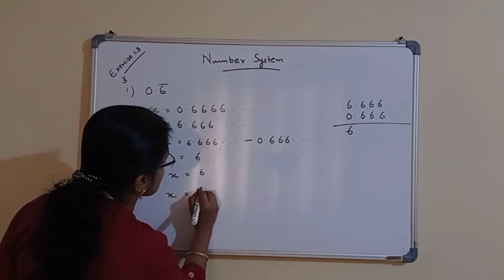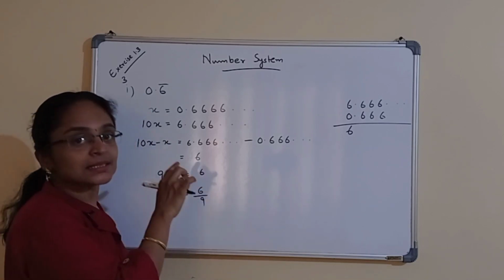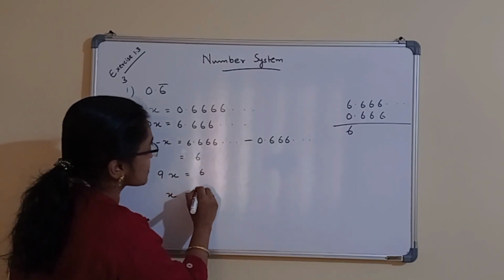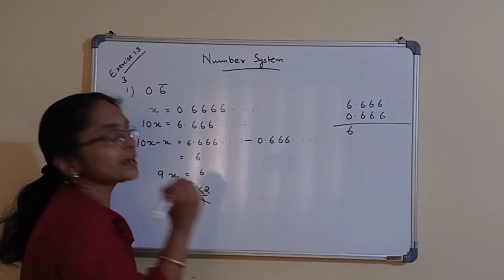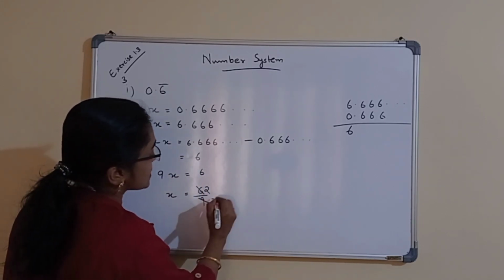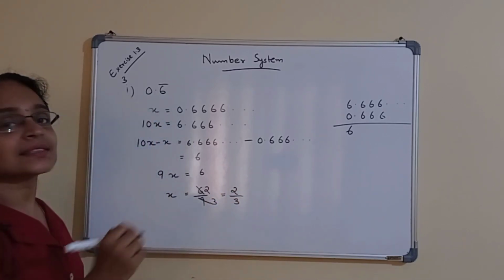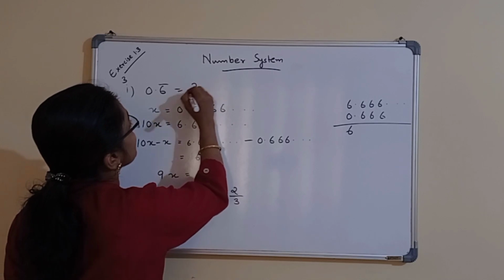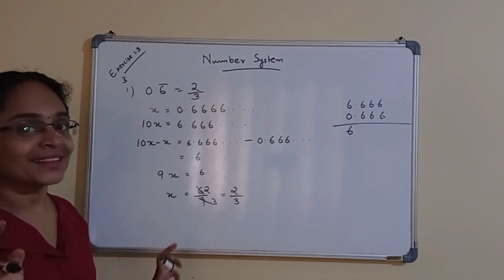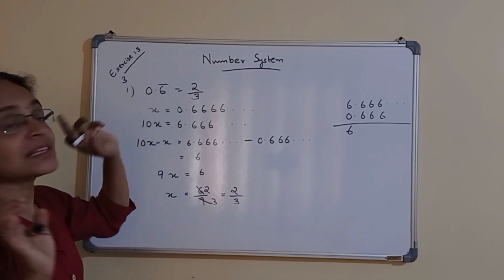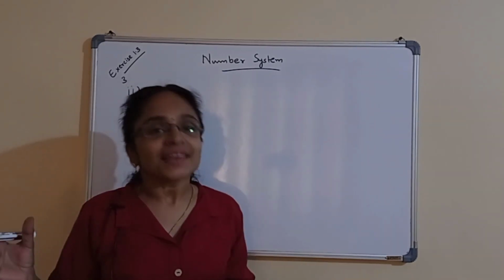x is equal to 6 by 9, and 3 is common in both the numerator and denominator. So, if we divide 6 by 3, we will get 2, and if we divide 9 by 3, we will get 3. So, x is equal to 2 by 3. So, we can write this as 2 by 3 in the form p by q. So, 0.6 with 6 repeating is 2 by 3.